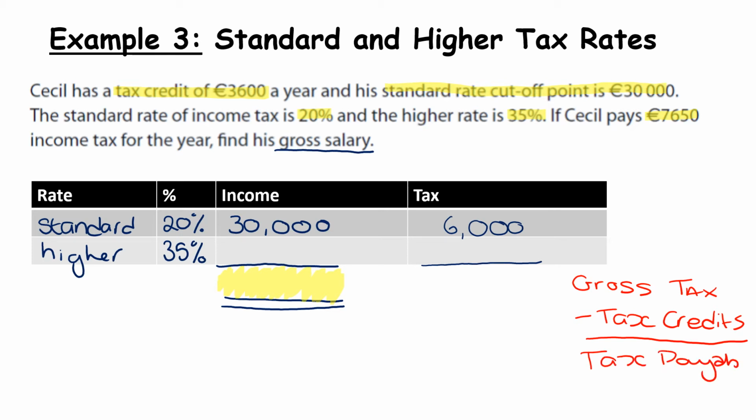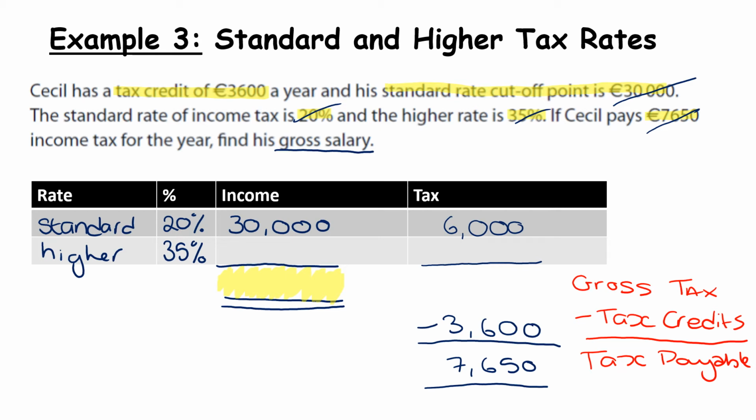Now, I do know some of these. So my tax payable is 7,650. So if Cecile pays 7,650, okay. We also have used my tax rates and the standard rate cutoff point. The only other thing we have that we haven't used is 3,600 tax credits. Now that I'm using the exact same layout as I had before, I'm just going to work backwards. So gross tax was some number. I took away 3,600, so I ended up with 7,650. So how do I work out this number?